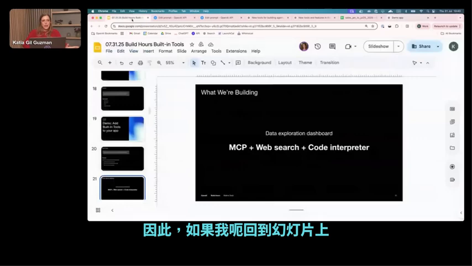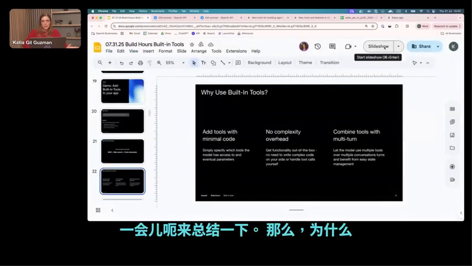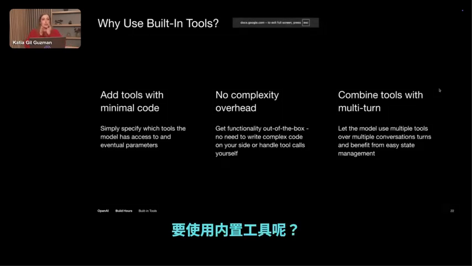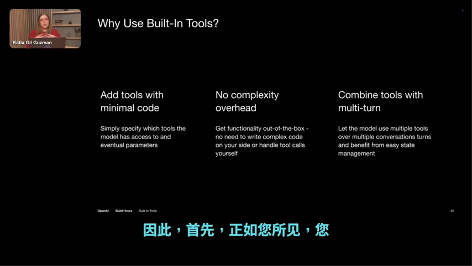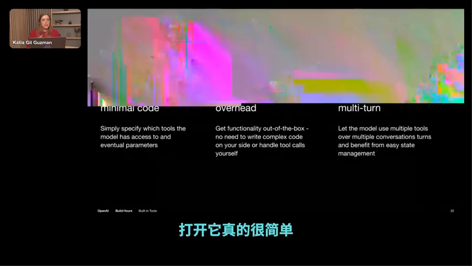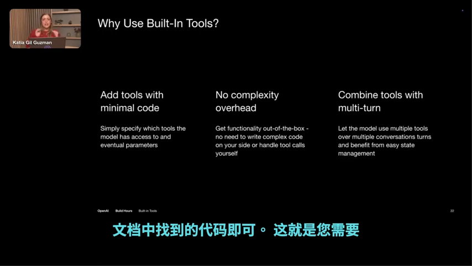Okay, so if I come back to the slides for a little bit to wrap it up. So why would you want to use built-in tools? First of all, as you've seen, you can add them with minimal code. It's really simple to just turn this on. It's as easy as pasting in some code that you can find in the playground or just in our documentation, and that's all you need to do.